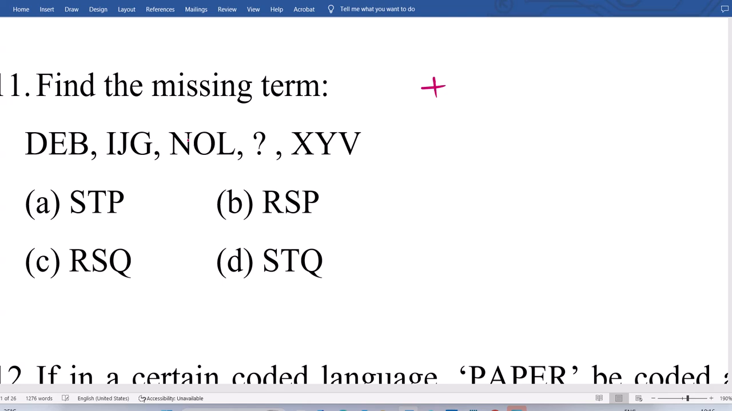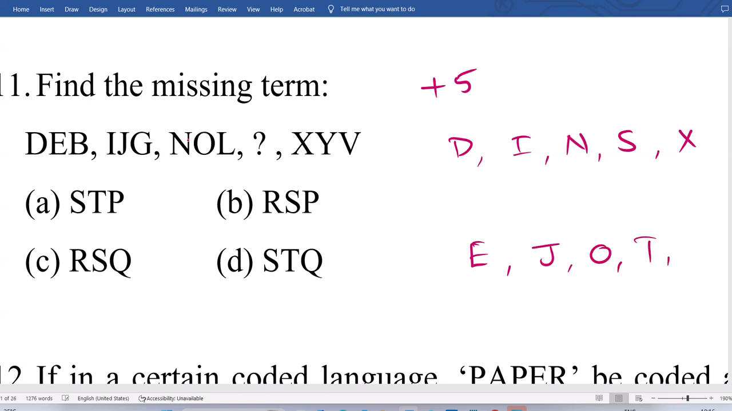So the logic is plus 5. D, I, N, S, X. This is plus 5 logic. In fact, the middle letter also: E, J, O, T, Y. Here, yes, S and T are required.